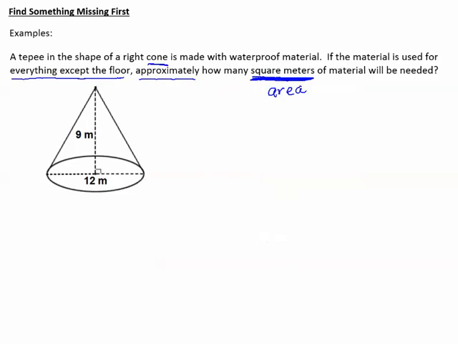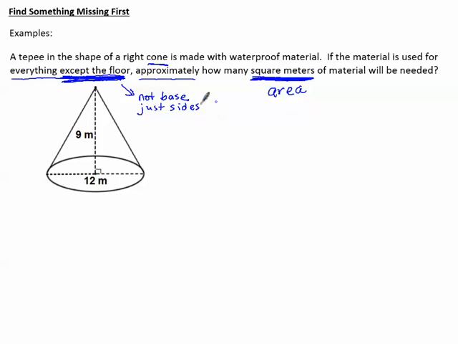Which one? Remember, lateral area means the sides, surface area means everything, the base and the sides, and if there's a top to the figure like a prism, then also the top. Going back to our problem, let's see what words can help us determine which one. So the material is used for everything except the floor. So that means we're not covering the base. That means we are just covering the sides with the material.